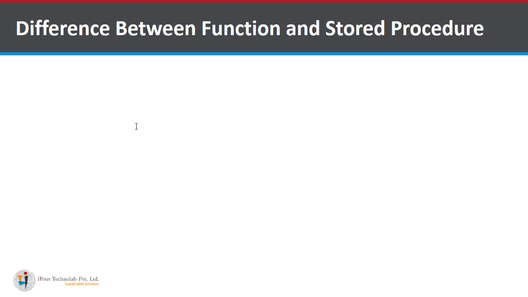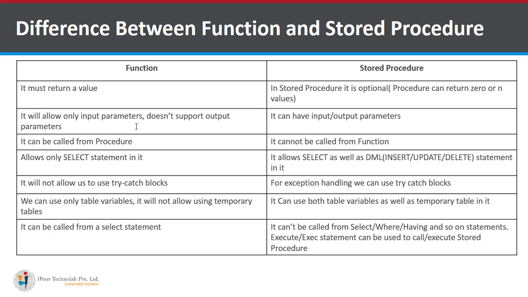Now you may have a question in your mind, that is what is the difference between a function and a stored procedure, because both are used for getting a record based on parameters. So let's move forward with the difference between functions and stored procedures. Here is a simple comparison between a function and a stored procedure. A function must return a value, it is mandatory. In a stored procedure, it is optional.